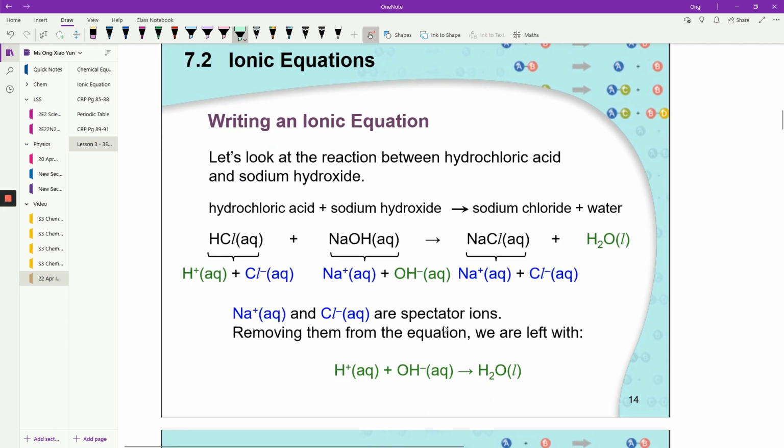So briefly, this is how you write an ionic equation. From a word equation, you change it to a balanced chemical equation. And after you have cancelled out all the spectator ions, okay, I'll go into details later on. So as you see, all the blue color ones are the spectator ions, because before the reaction and after the reaction, they remain the same. So I can cancel them out, leaving behind all the green color ions or substances. Okay, and then this is what we call the ionic equation.